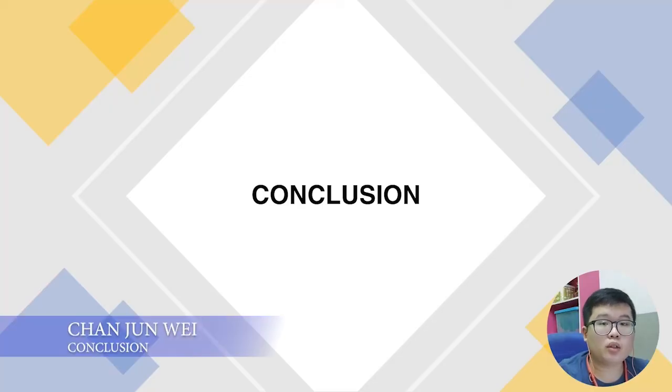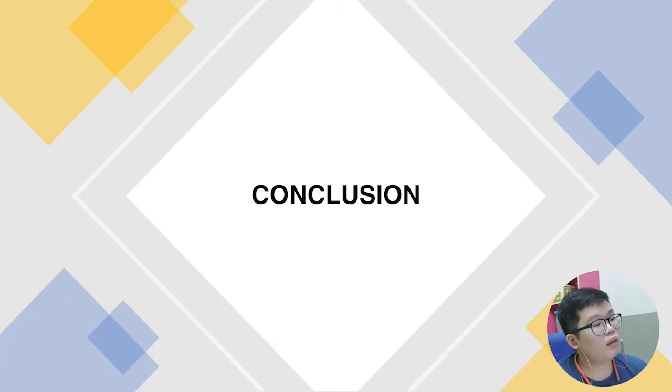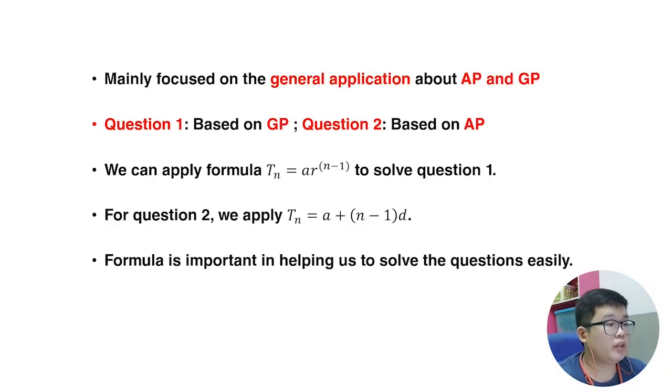So let's make a little conclusion about the PBL project we've done. Let's take a look at the slide. After going through most of the questions in the PBL, we can know that the PBL is mainly focused on the general application of AP and GP, which is arithmetic progression and geometric progression. We can know that question 1 is basically based on GP, while question 2 is based on AP. So for question 1, we can directly apply the formula Tn equals A R to the power of n minus 1 to solve it. While for question 2, we can apply Tn equals A plus n minus 1 times D to solve it. So we know that the formula is important in helping us to solve the question easily.